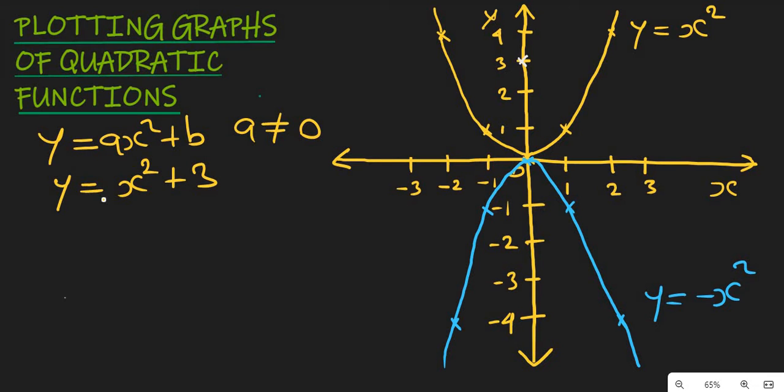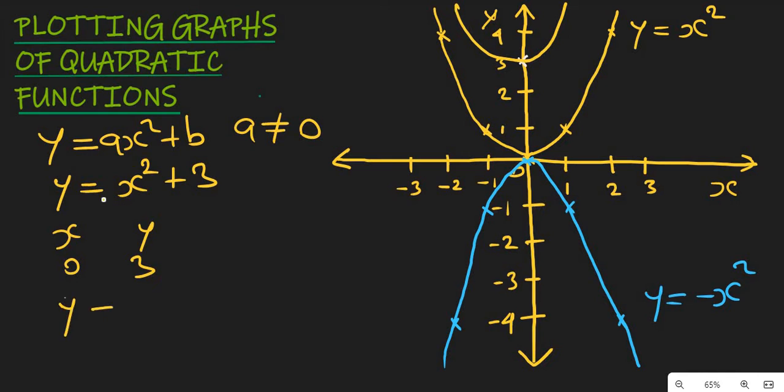Now as we discussed earlier, these types of functions should have a minimum because the x squared coefficient is positive. Let's substitute x equals 0 and evaluate the value of y. When x equals 0, the value of y is 3, because 0 squared is 0, and 0 plus 3 is 3. That means this function will go through the point 3 and it will have a minimum point there.